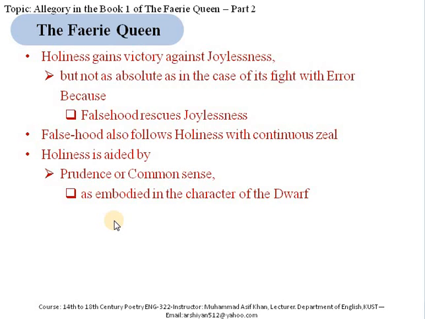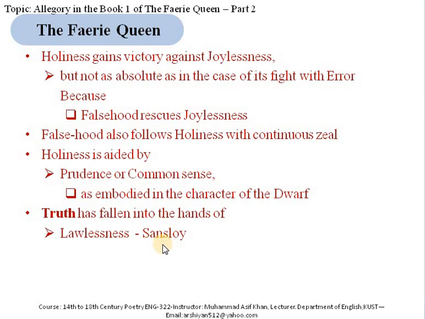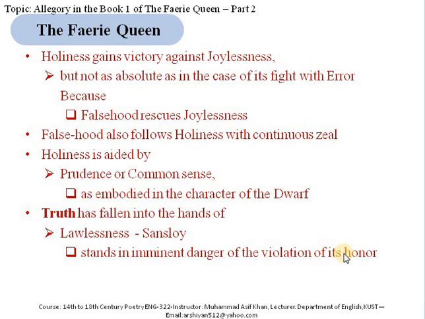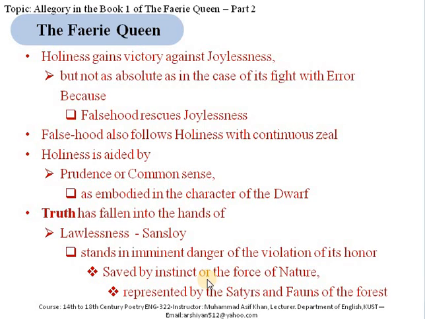On the other side, we see that truth, having fallen into the hands of lawlessness, stands in great danger of violation of its honor. But here, the untaught instinct of the savage mind, or the forces of nature, comes to the rescue and helps in the release, or liberation, of the truth. This instinct, or force of nature, is represented by satyrs and fawns of the forest, at whose sight we see that lawlessness shrinks in fear and flies away for its life.